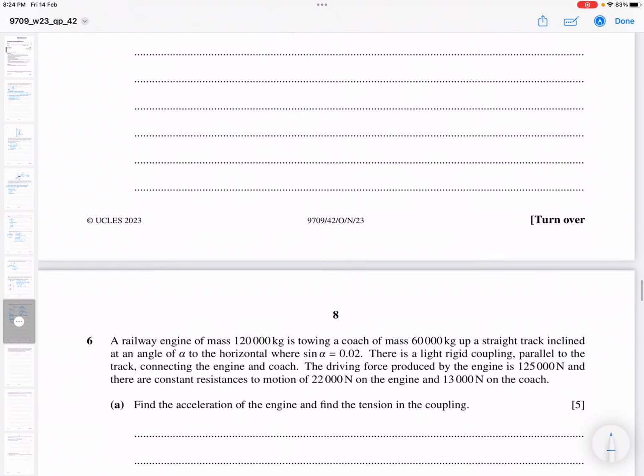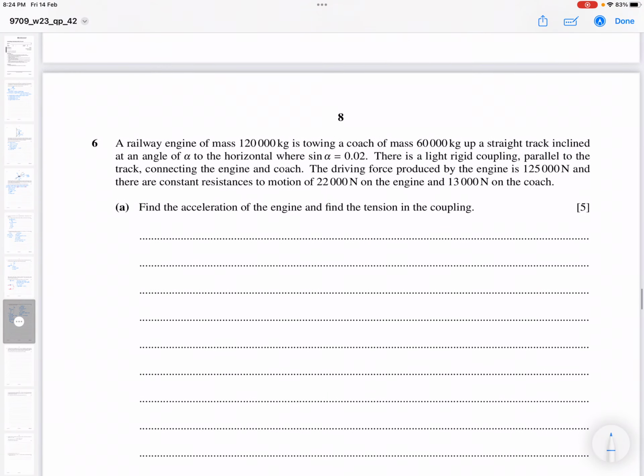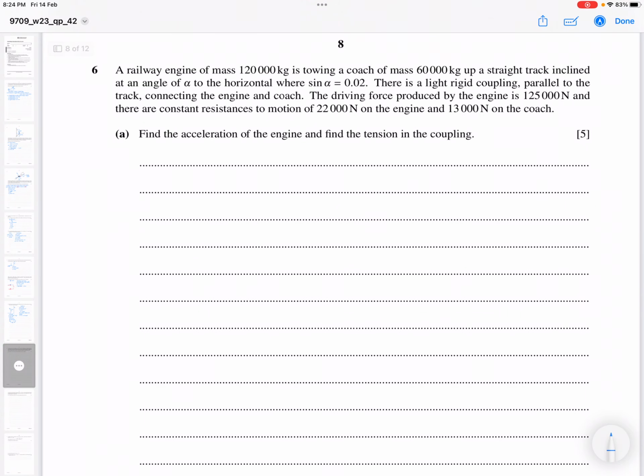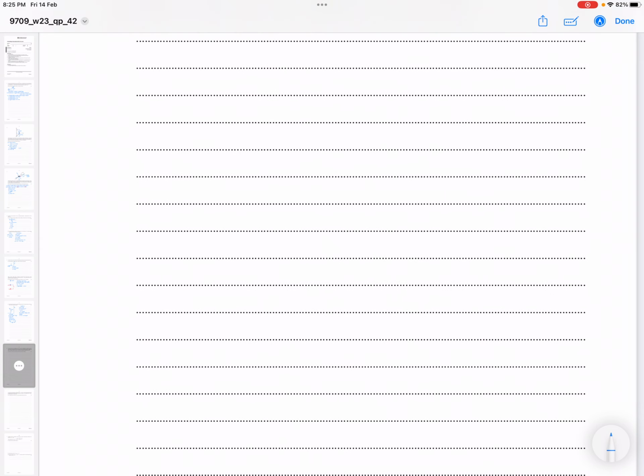That's it for this question. Now question number 6. A railway engine of mass 120,000 kg is towing a coach of mass 60,000 kg up a straight track inclined at an angle of alpha to the horizontal where sin alpha is 0.02. There is a light rigid coupling parallel to the track connecting the engine and coach. The driving force produced by the engine is 125,000 Newton and there are constant resistances to motion of 22,000 Newton on the engine and 13,000 Newton on the coach. Find the acceleration of engine and find the tension in the coupling.